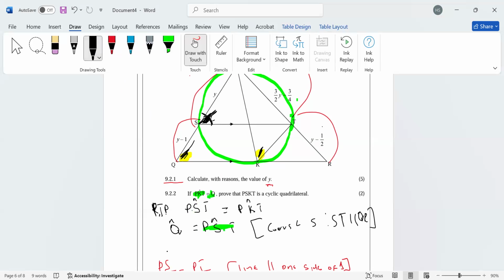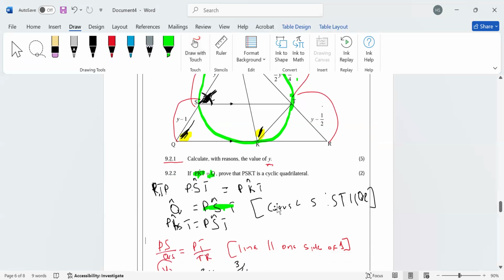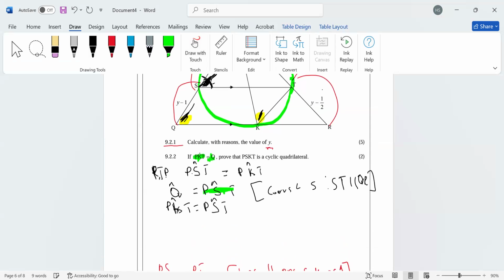So we can say PKT is equal to PST, which is what we are required to prove. So therefore PSKT is a cyclic quad. How did you prove a cyclic quad?